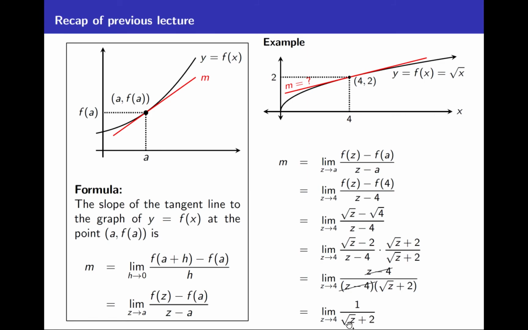In this limit, we no longer have that z minus 4 in the denominator that was turning into 0. In fact, the denominator is now turning into the square root of 4 plus 2, which is just 4. So working out this limit, just by plugging in z equals 4, we get 1 over the square root of 4 plus 2, and that's 1/4. So the answer to our question, the slope of this particular tangent line is 1/4, which makes sense. It looks like rise over run is about 1/4.